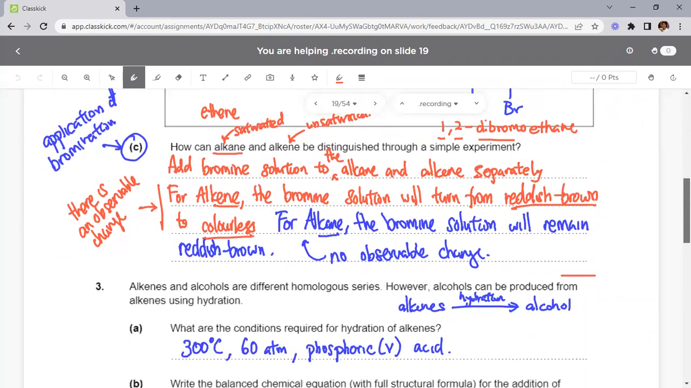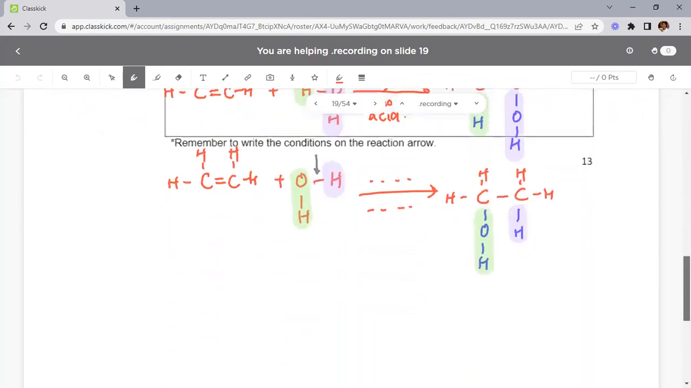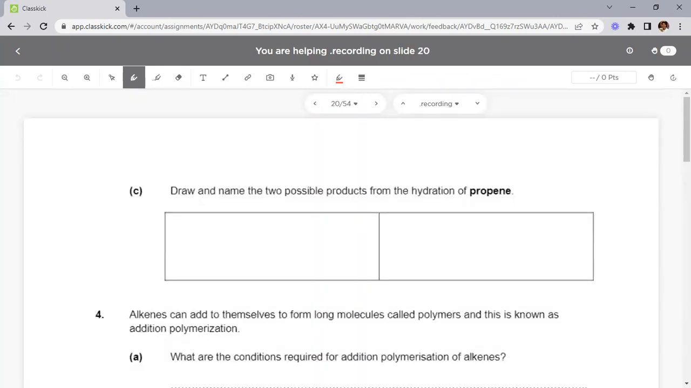Okay, so we're done with hydration here. Next slide. Okay, part C, I think this one you all do as your additional practice. I'm not going to go through what the answer is, but this is just to let you know, after going through the examples we have shown you, how to draw the possible hydration products of your propene. So you draw a propene out first, then after that you add the H and the OH separately. Okay, so this marks the end of the hydration.